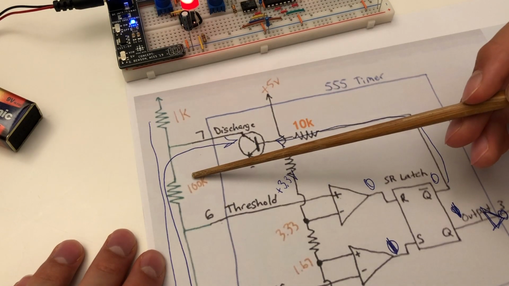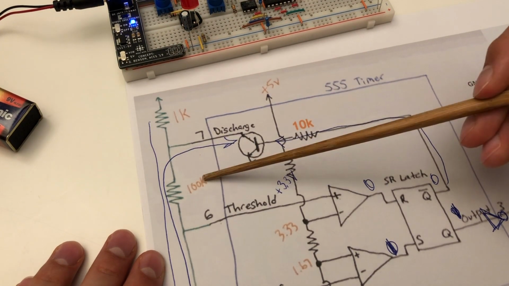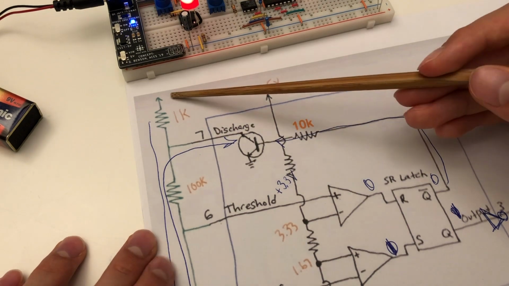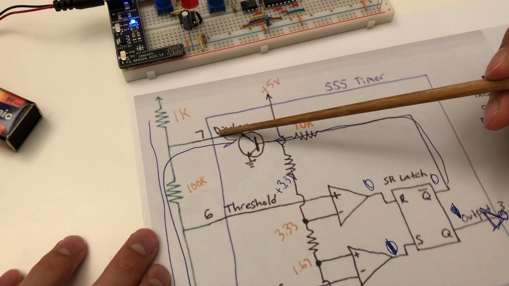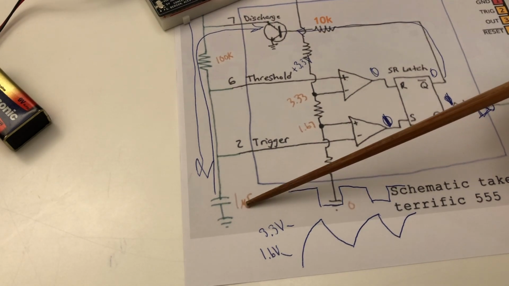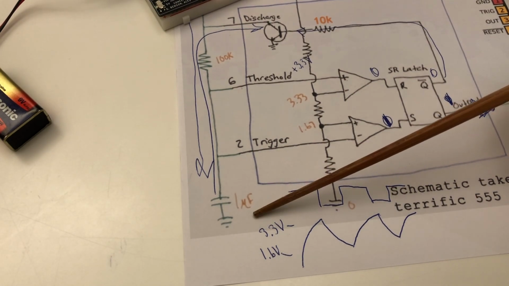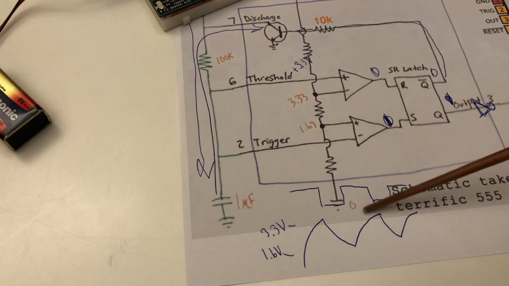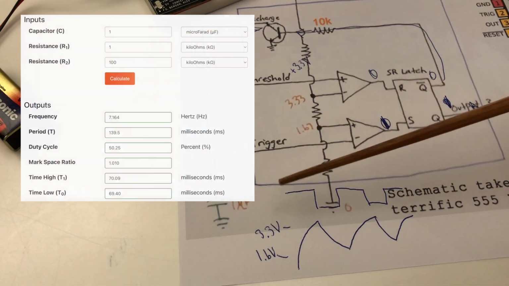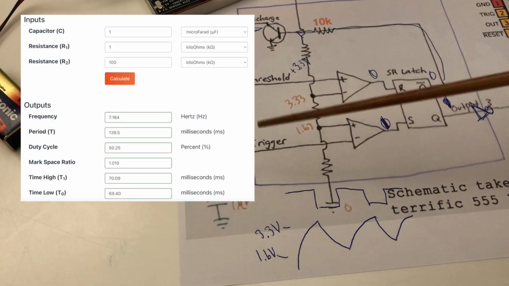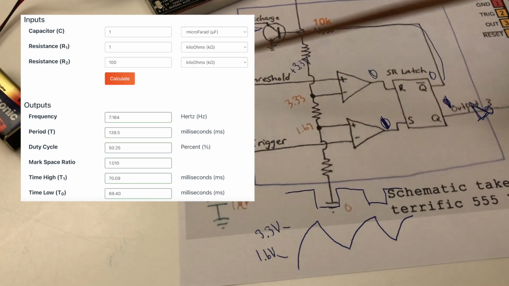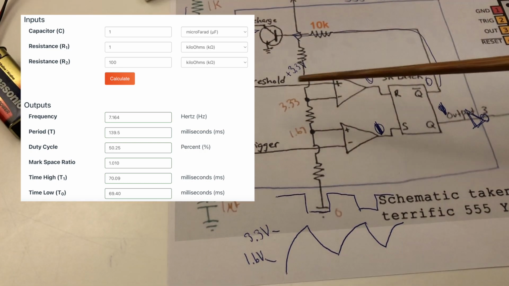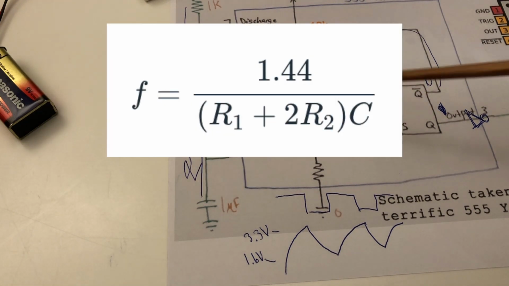R1 and R2 both affect the duty cycle and the frequency of the square wave because the current flows through both resistors when it charges, but only one when C1 discharges. On the other hand, C1 only affects the frequency because the greater the capacitance, the longer it takes to charge and discharge. With these values, we can calculate the frequency is 7.164 Hertz and the duty cycle is 50.25%. They are calculated using these equations shown on screen.